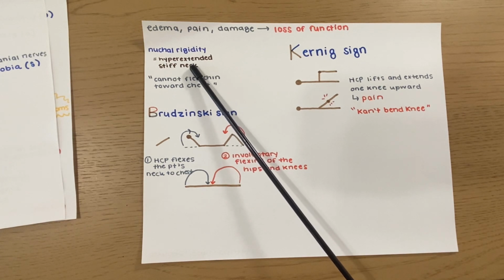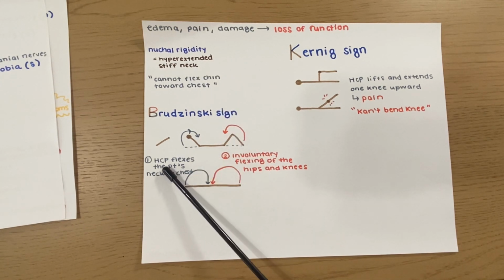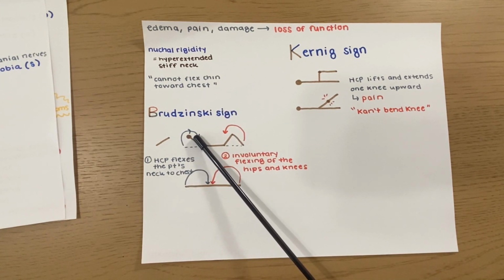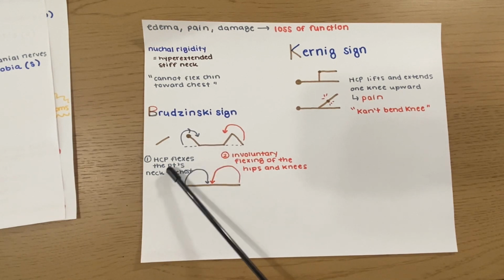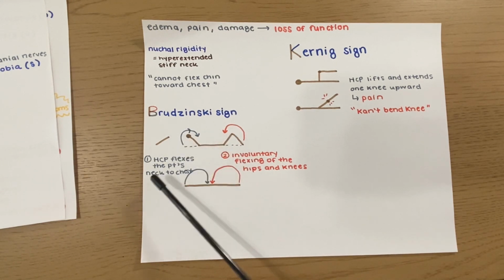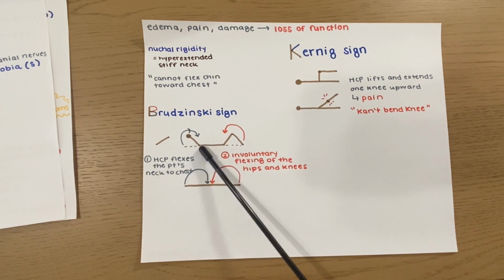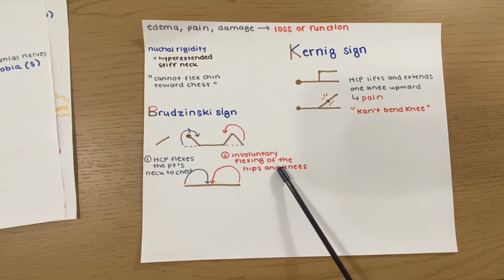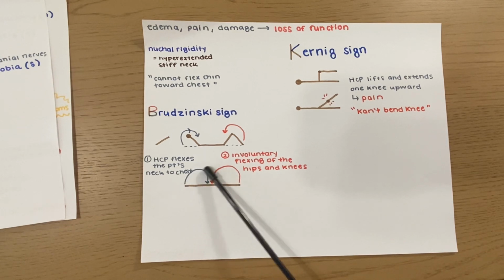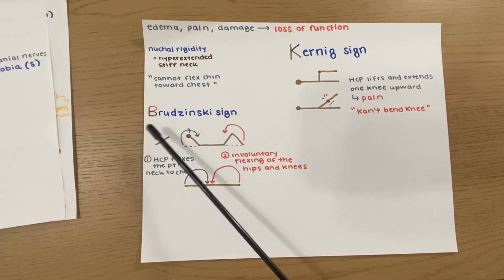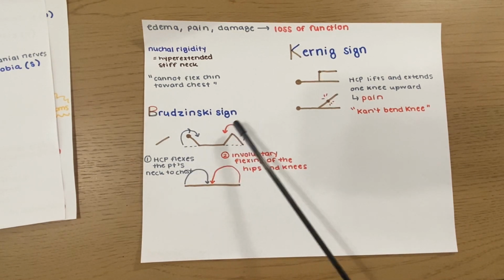And you can even try to flex the neck towards the chest, but if they have bacterial meningitis, they might exhibit the Brudzinski sign, in which when you flex the patient's neck to their chest, then they will involuntarily flex their hips and knees, and this kind of makes a B, so you can remember that that's Brudzinski's sign.